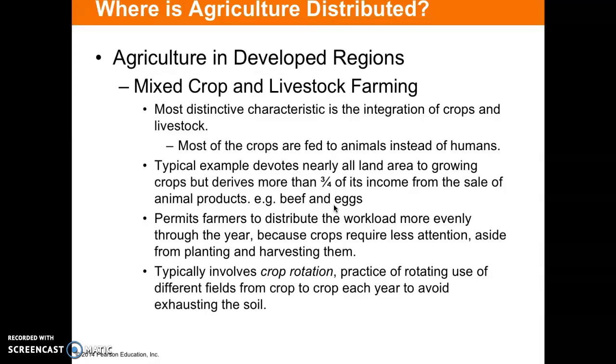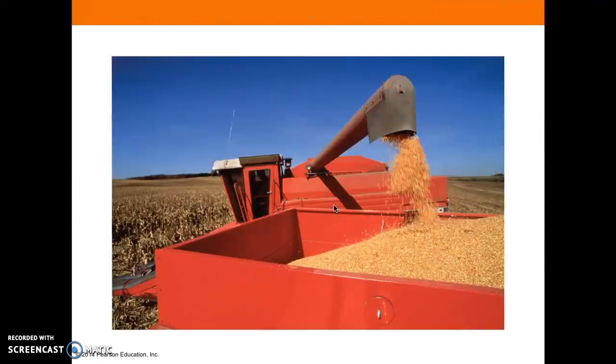This is going to allow farmers to distribute the workload more evenly throughout the year, because the crops are going to require less attention than the animals on a day-to-day basis, aside, of course, from when you're planting the seeds and when you're harvesting them. And it usually involves something called crop rotation, which is the practice of rotating the use of different fields from crop to crop each year to avoid exhausting the soil. So here's somebody harvesting a field of wheat.